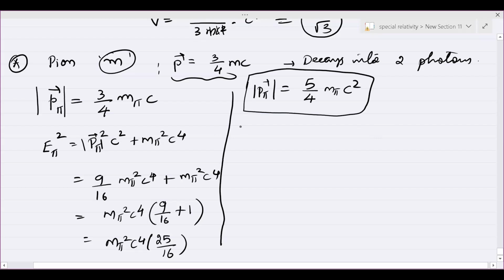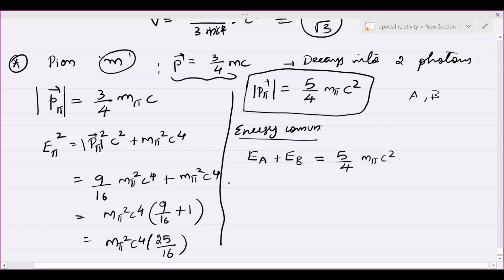Now we make use of the energy conservation. We can denote the outgoing photons as A and B. The total energy of the outgoing photons, EA plus EB, because the pion is decaying into 2 photons, is equal to the energy we already found here. It is 5 by 4 m pi c square. And then the momentum conservation tells us.